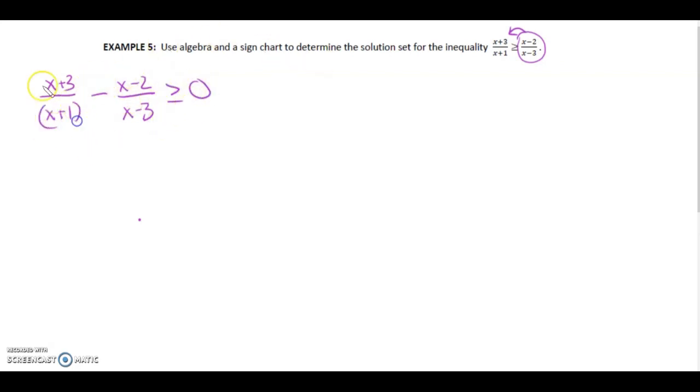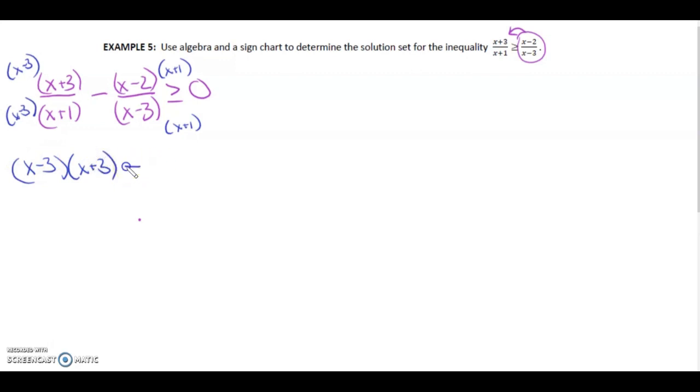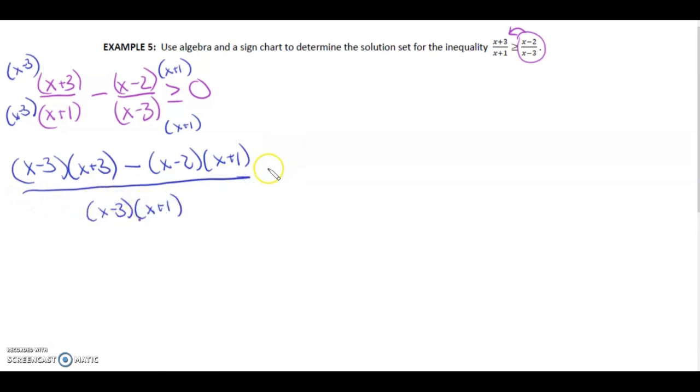So I'm going to go ahead and bracket all of the binomials because they are in the fractions. I'm going to multiply this one by x minus 3 over x minus 3, and this one by x plus 1 over x plus 1. So we get x minus 3 times x plus 3, minus x minus 2 times x plus 1, all over x minus 3, x plus 1.